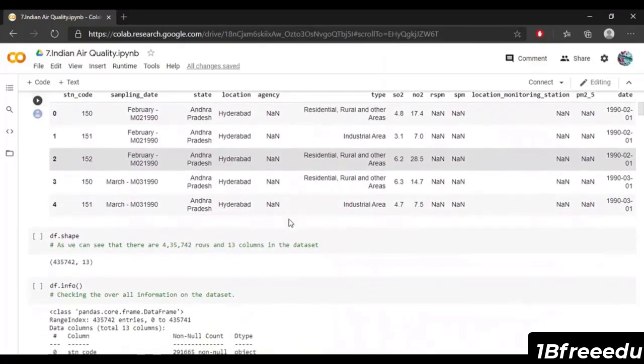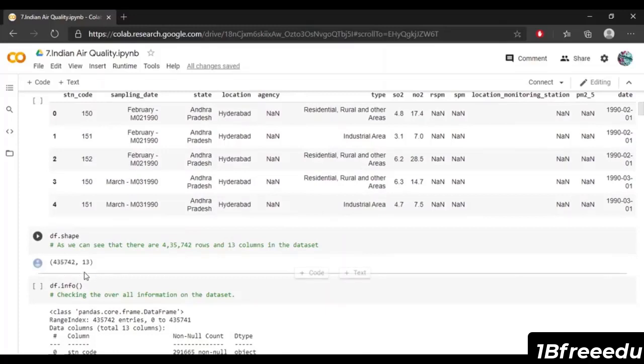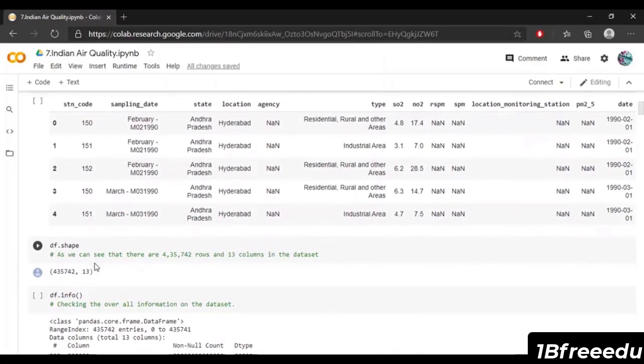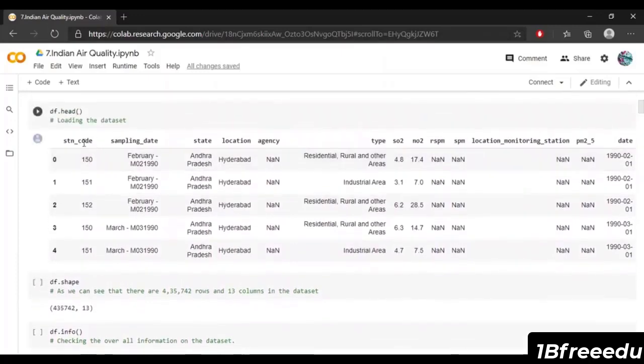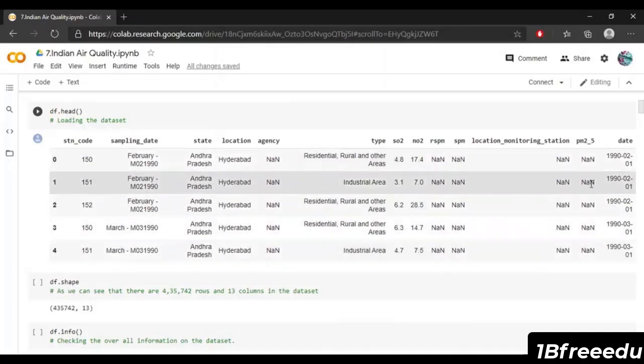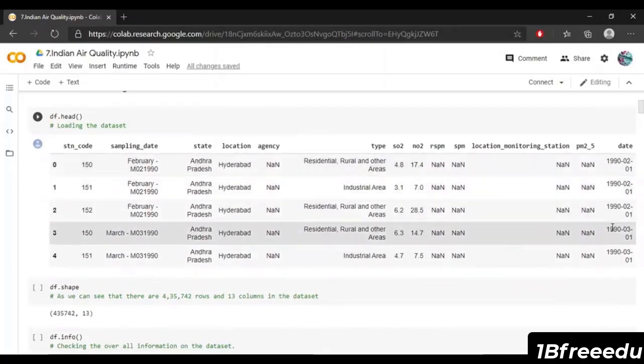And as you can see over here, we have 4,35,742 rows and 13 columns in our data set. And you can see we have STN code, sampling date, state, location, agency, type, and these are the pollutants. These are the chemical names of the pollutants, and we have the date over here.